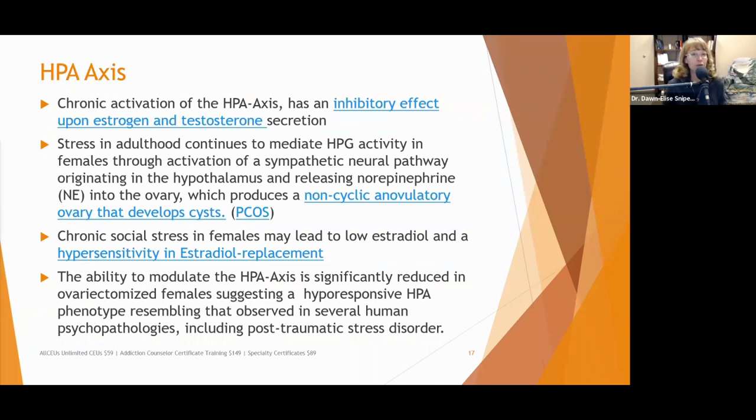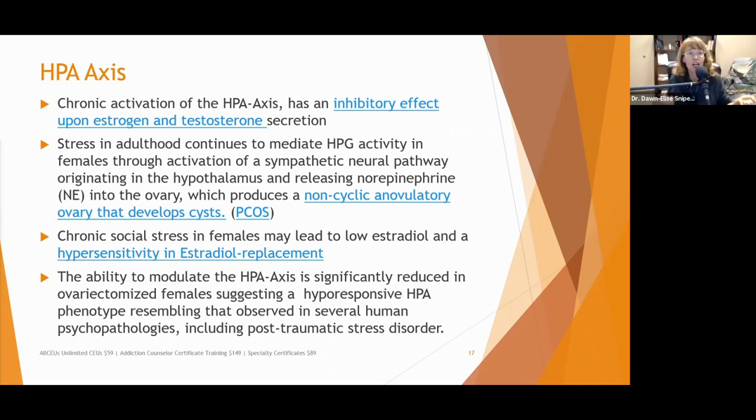Chronic activation of the HPA axis, that stress response system, has an inhibitory effect on estrogen and testosterone secretion. Cortisol's high, sex hormones are going to go down. Stress is high, threat is high, not the time to procreate, basically is what the scientists have figured out. Stress in adulthood continues to mediate the HPG activity in females through activation of a sympathetic neural pathway originating in the hypothalamus and releasing norepinephrine into the ovaries. Now, that's the part that I wanted you to focus on. The first part was important to understand why all this is important.